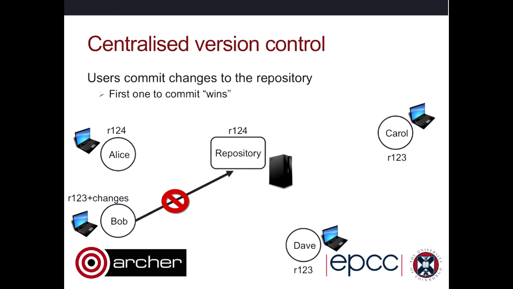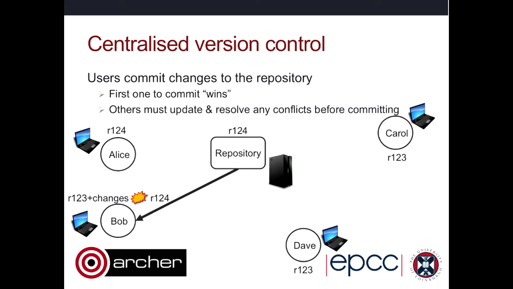The point about the way these centralized version control models work is that now Bob wants to commit, just a split second later than Alice, to try and commit his changes on top of revision 1.2.3, but he's not allowed. So the first one to commit wins, in a sense, because the first person to commit, their changes are recorded in the repository. The person who loses is told that they first need to update their working copy, which means they need to take the most recent commit, revision 1.2.4, take that into their working copy, let the version control tool try and merge that, and resolve any conflicts that may arise before they are allowed to commit their changes.